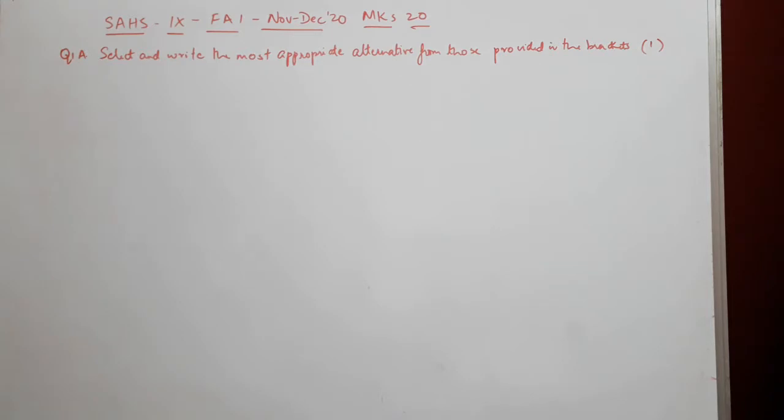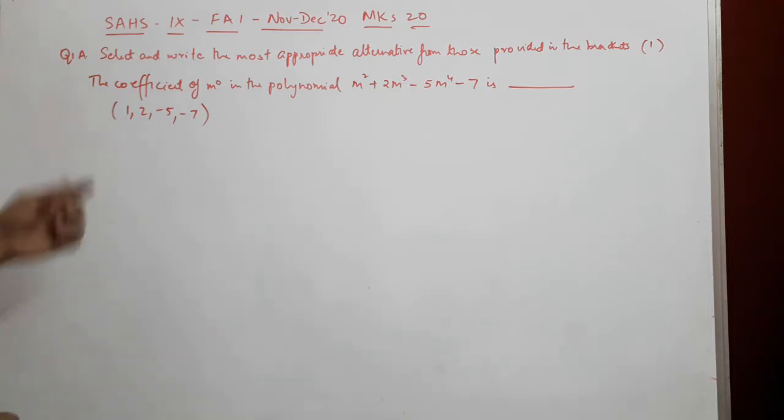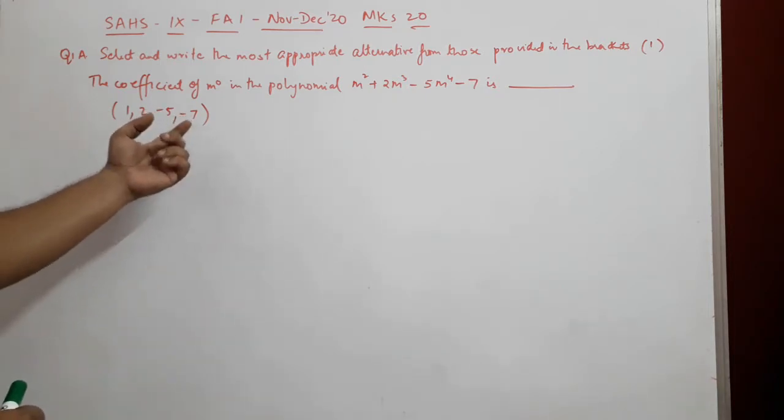So our first question is question 1A, which says select and write the most appropriate alternative from those provided in the brackets, and has got 1 mark. Let's see what the problem is. We have been asked: the coefficient of m^0 in the polynomial m square plus 2m cube minus 5m raised to 4 minus 7 is dash. The choices given to us are 1, 2, minus 5 and minus 7.